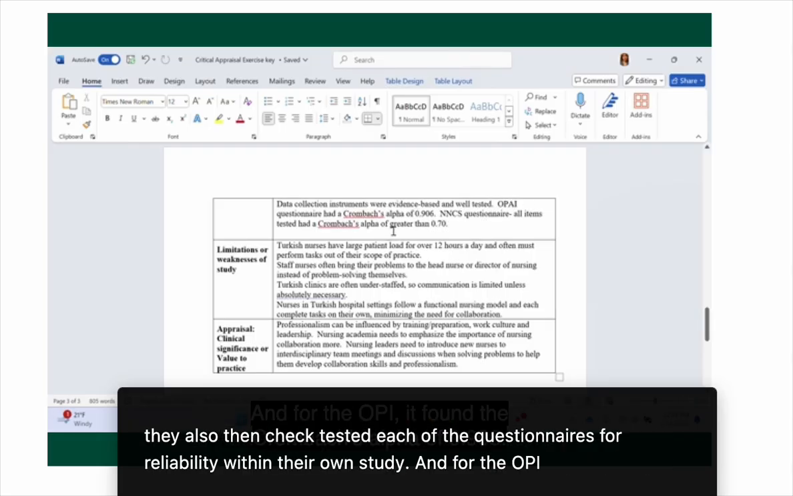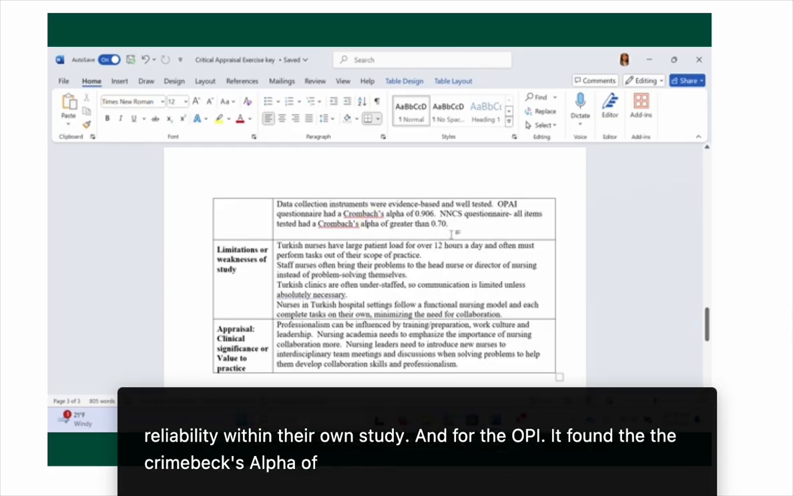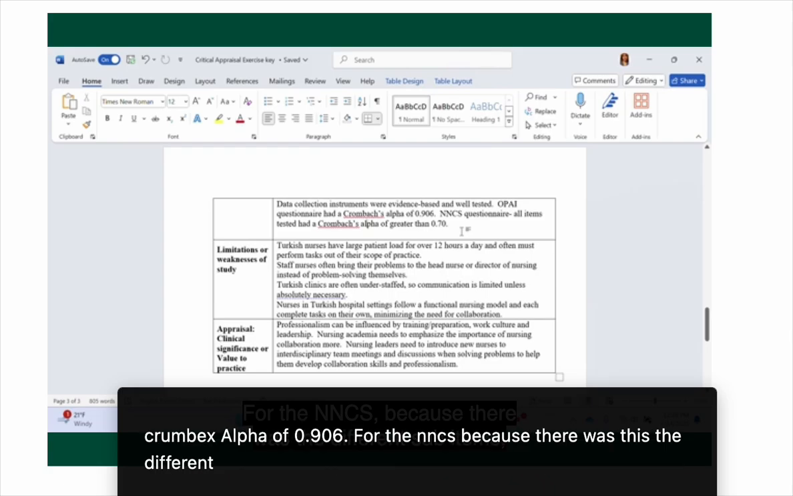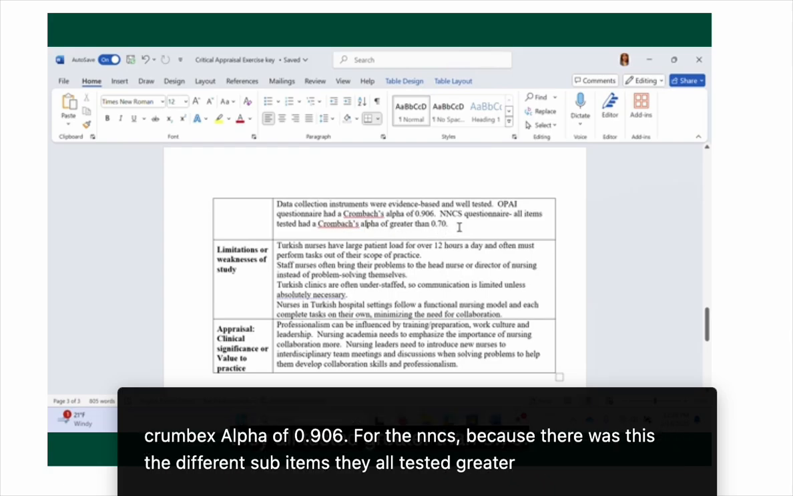And for the OPI, they found 0.906. For the NNCS, because there were different sub-items, they all tested.